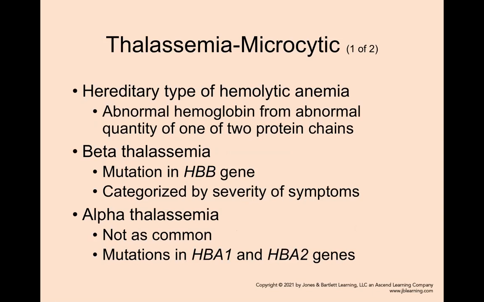We're going to talk next about thalassemia. It's a microcytic disorder, mostly in Mediterranean people. This is abnormal hemoglobin from an abnormal quantity of some proteins in your blood. There's a beta thalassemia, which is the mutation on the HBB gene.